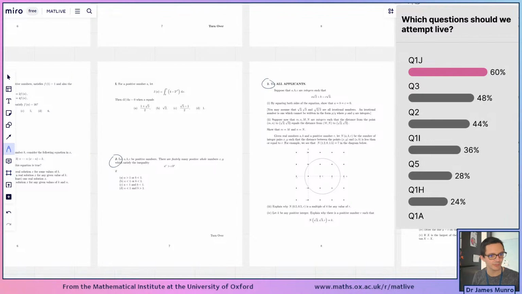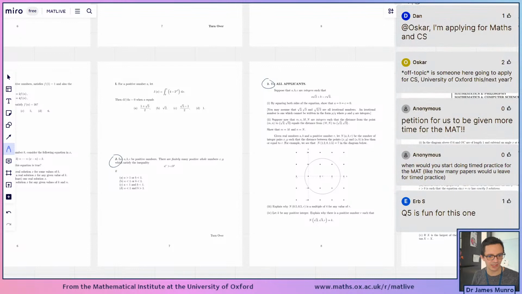Groovy. I was doing well at staying in time. Herb likes question 5. When would you start doing time practice? A few weeks before. I'm not sure that actually doing time practice makes you better at timekeeping. Probably makes you more stressed, but not sure how much I like that.